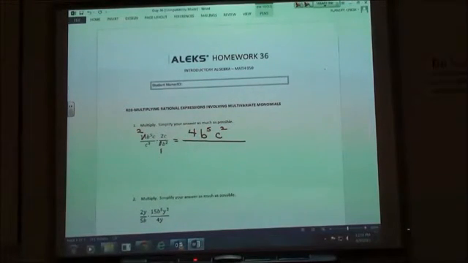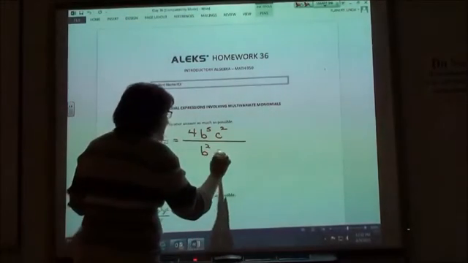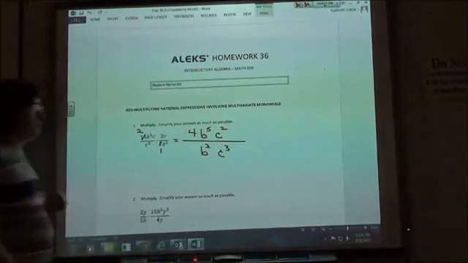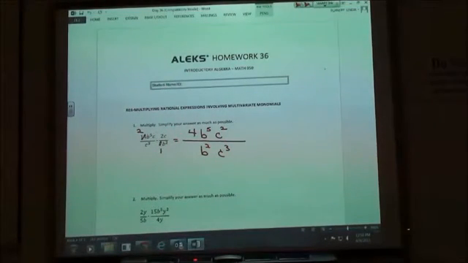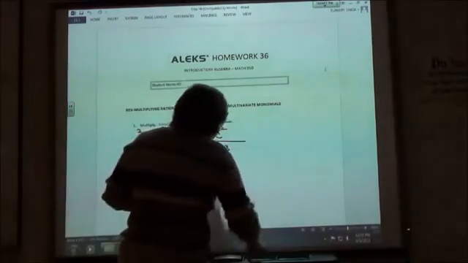On the bottom, I've got a c to the 3rd and a b to the 2nd, but I like to put them in order so everything lines up nice. So I'm going to put the b squared first and then the c to the 3rd. Now we've already reduced down our numbers, so now we just have to worry about doing the variables.